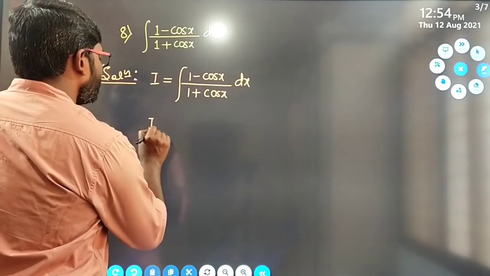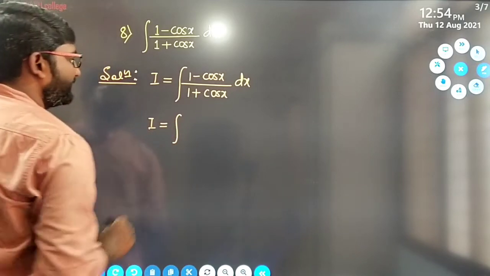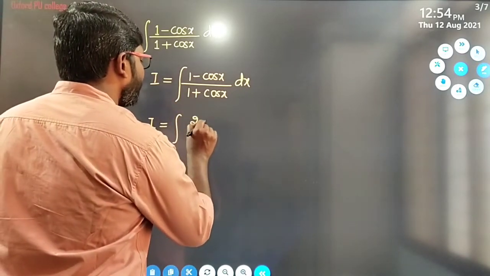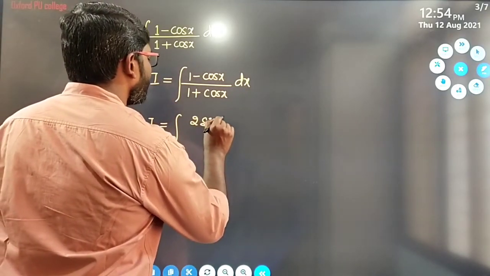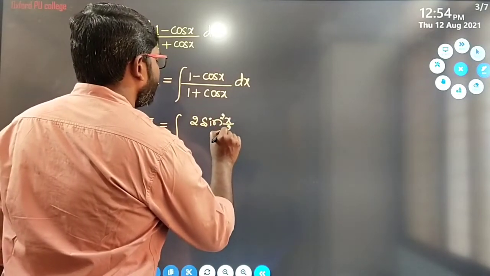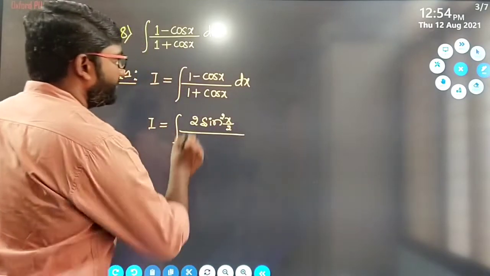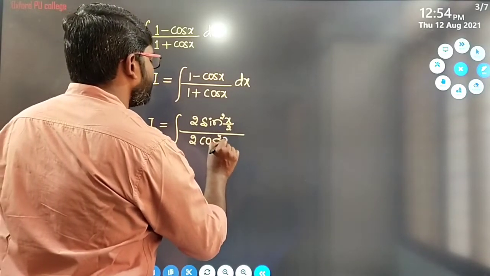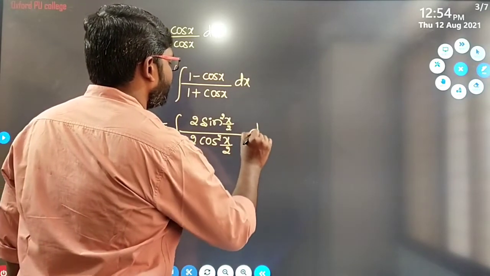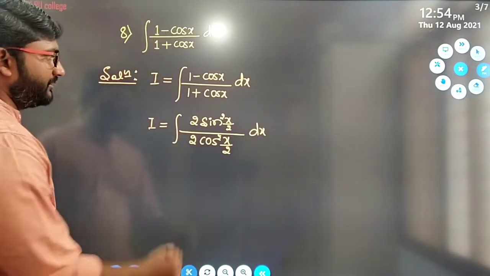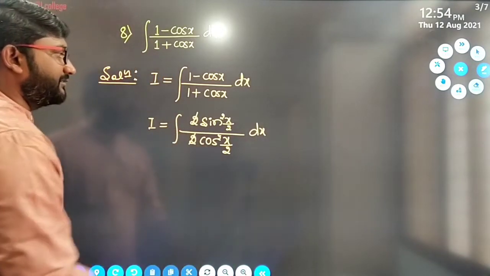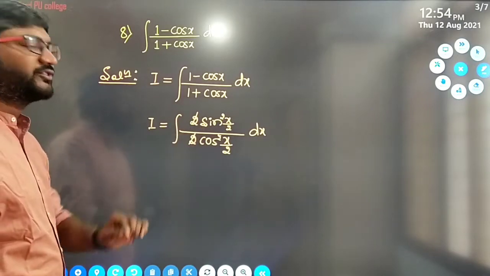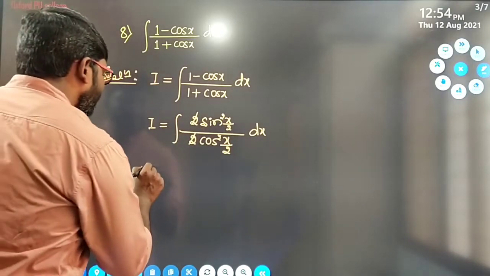I, which is equal to the integral of 1 minus cos x, can be written as 2 sine square x by 2, then whole divided by 1 plus cos x, which is nothing but 2 cos square x by 2. These two are the standard formulas, dx. So here 2 and 2 get cancelled. Sine square x by 2 divided by cos square x by 2 will be tan square x by 2.